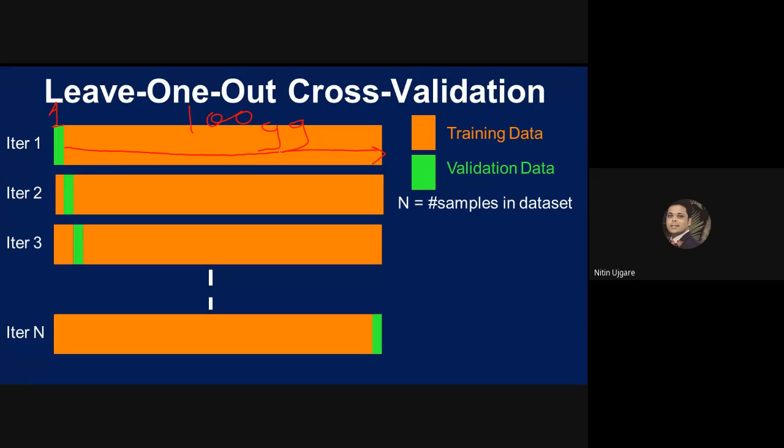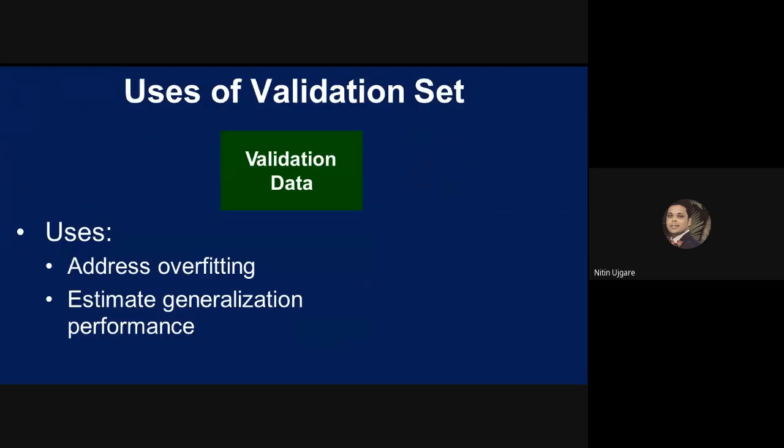Every single sample is used only once as the test data set, whereas all the remaining samples are used to train the machine learning model. That is what the name leave one out indicates: leave only one sample for cross validation and use all the remaining samples for training the machine learning algorithm. So that is the leave one out cross validation algorithm.